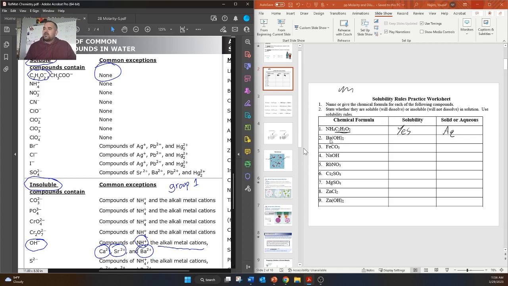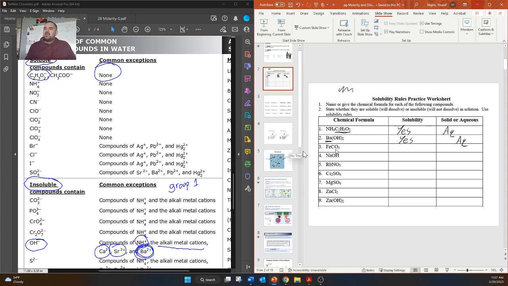Now looking at this one here, it's bound to barium. So does that meet one of our exceptions? Yes, it does. This one right here. So is barium hydroxide soluble? Yes, it is. So even though it's on the insoluble list, because we meet one of the exceptions, it does become soluble. So if you put it in water, does it form a solid or an aqueous solution? It's going to be aqueous.